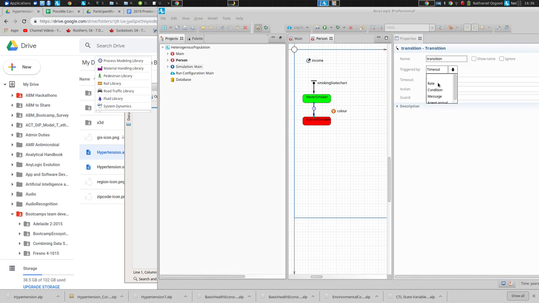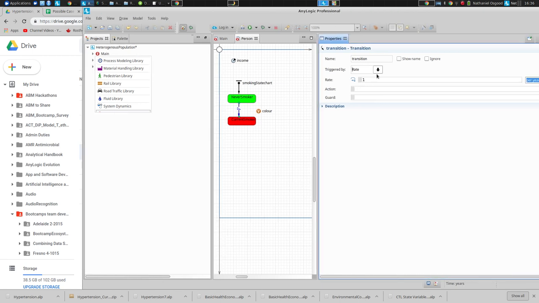Okay, let's change this, ladies and gentlemen, to a rate of one. So a timeout of one means after exactly that amount of time, they will change. A rate of one is a hazard rate. It's a chance per unit time, per year in this case. A rate of one means on average, they will become smoking in 1 year. If this was a rate of 10, on average they would become smoking in 1/10 of a year. But this rate of one will mean on average people start smoking in 1 year.